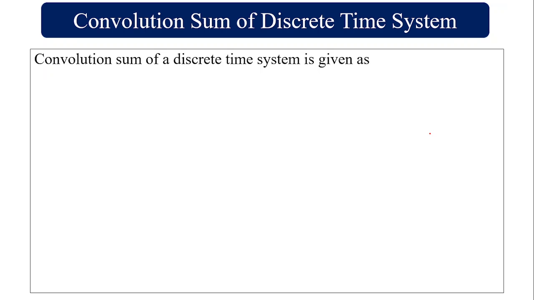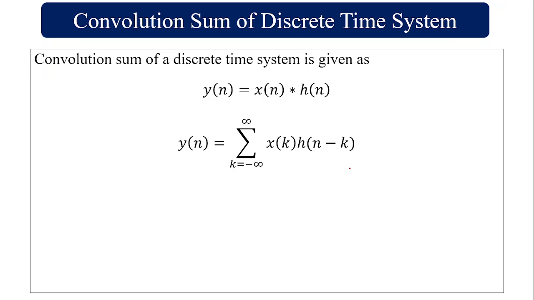So the convolution sum of a discrete time system is given as y of n equal to x of n convolution h of n. So y of n is equal to summation k equal to minus infinity to plus infinity x of k h of n minus k, or you can write this as h of k x of n minus k, where n is from minus infinity to plus infinity.